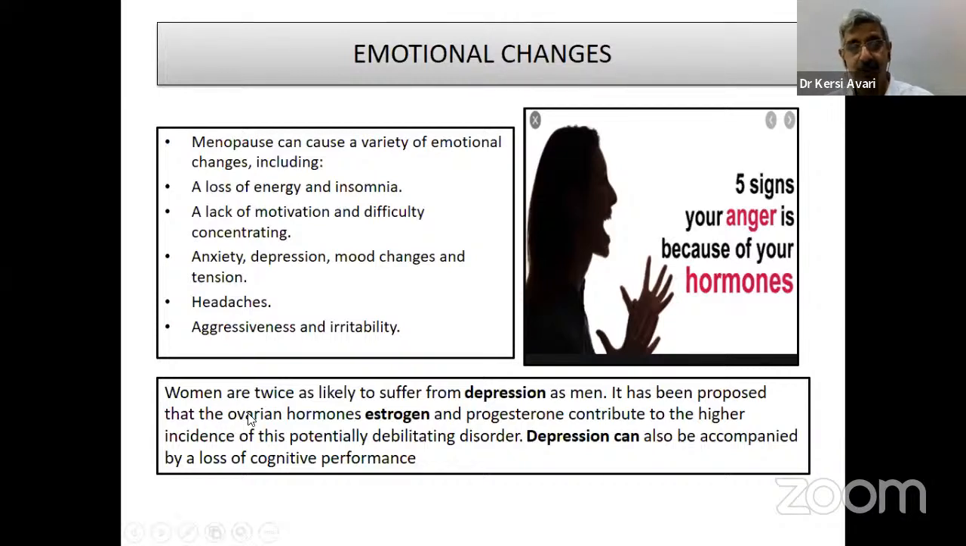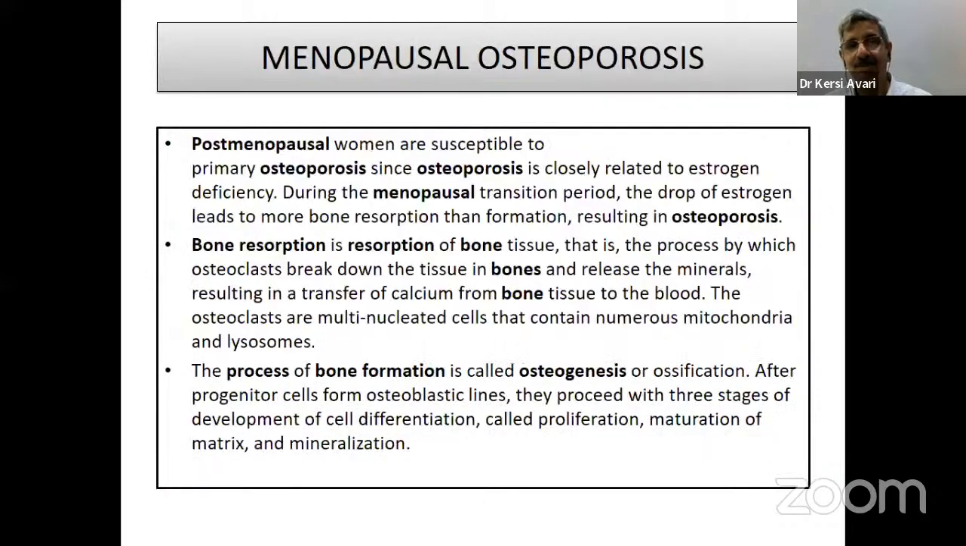Women are twice as likely to suffer from depression as men, because estrogen and progesterone contribute to a higher incidence of this potentially debilitating disorder. And depression can also be monitored by loss of cognitive performance. Sometimes one becomes irritable, and people ask why didn't you use your brain? But it's the body that is not allowing the person to act in that way.